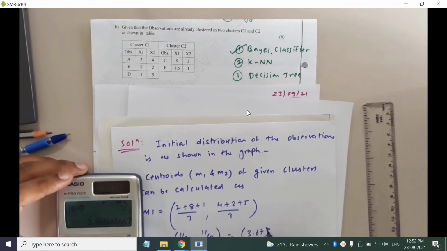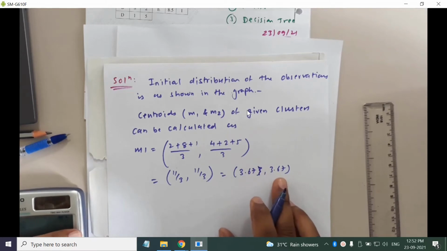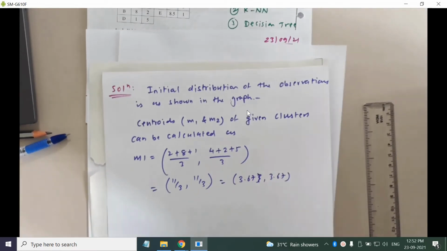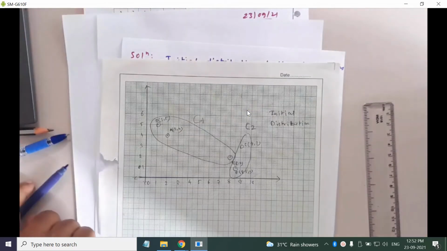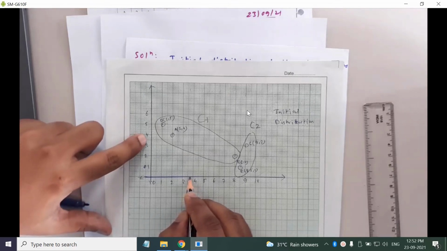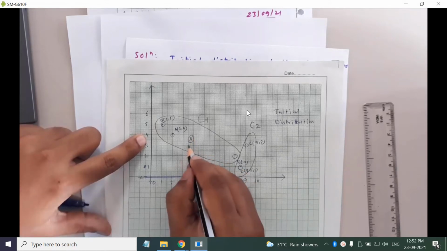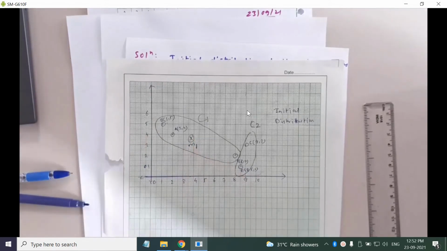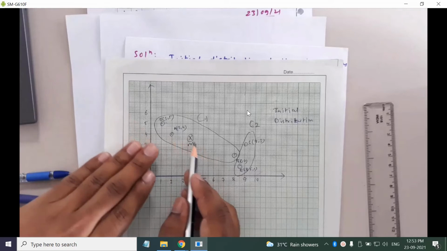3.67. So this is the coordinate of centroid of cluster 1. And in the graph where it lies, it should be in the center of this cluster. 3.67, that means around here, and 3.67. So this is my M1. These 2 points are closer, that's why this centroid is a little bit shifted to the left side.